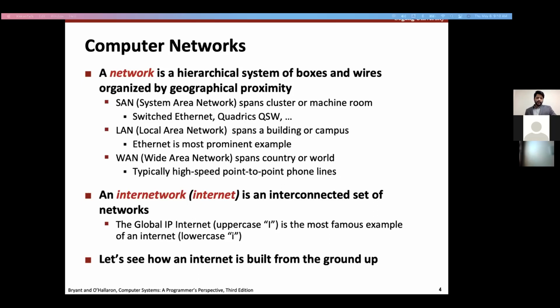And an internet. The word internet is actually derived from the word internetwork. It is an interconnected set of networks. So the global IP Internet, with the uppercase I, is the most famous example of an internet, basically an internetwork, with lowercase i. So let's see how an internet is built from the ground up. In upcoming slides, we will be dealing with all this internet stuff.